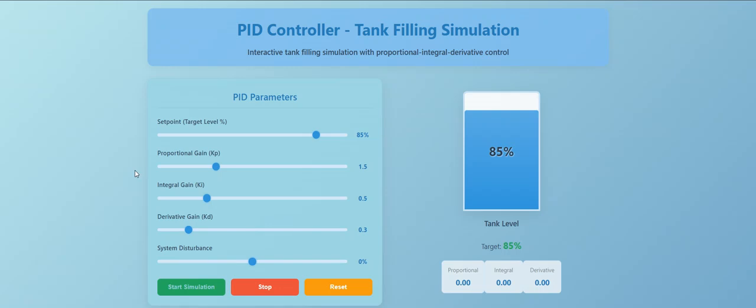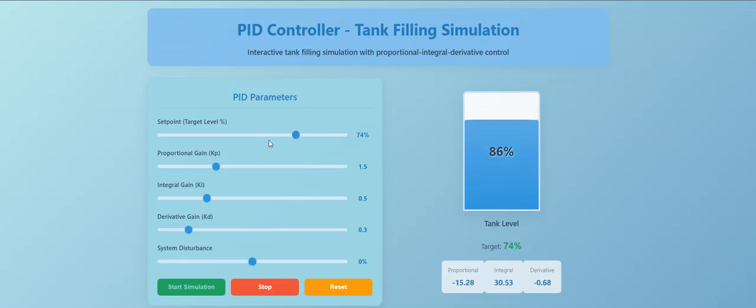Without wasting any time, I am going to start the simulation. So here you can see I have already started. Before starting, let's take a reset. So now our system is at 30%, which I have taken as the default. Okay, so I have just started the simulation, and let's take this tank level as 44%.